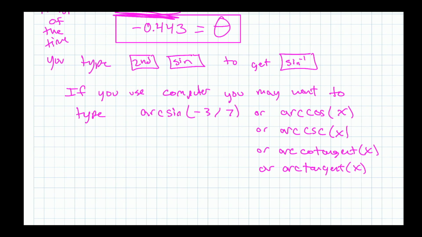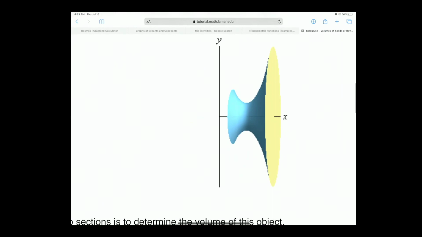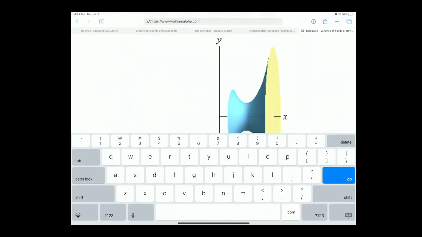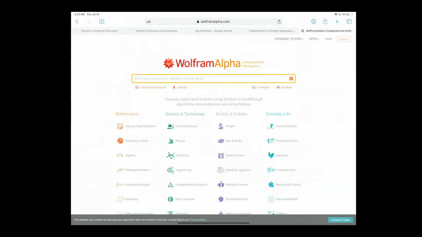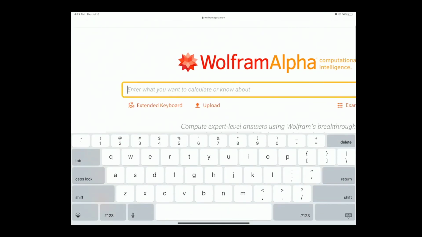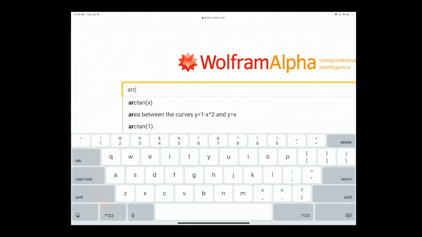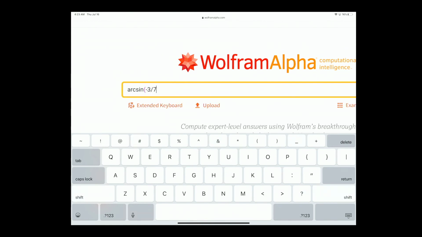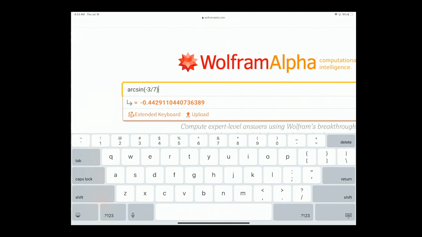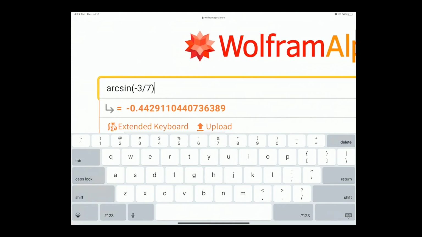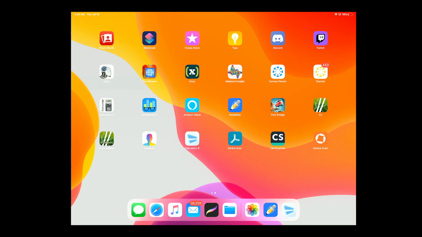But the point is that if you're using something like Wolfram, you don't want to use that -1 exponent, because that's not really good for typing. So I would type arc sine -3/7 like this. That's how I type it. And you see we got the value right there, which is exactly the value that we got on our scientific calculator. So there you go. I mean, that's not that bad. So let's look at some more.